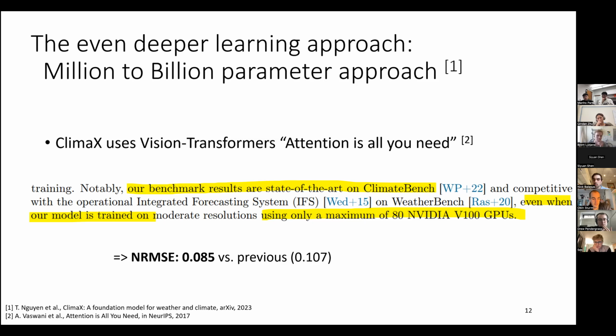So this model then became state-of-the-art on ClimateBench, even when it was only trained using a maximum of 80 NVIDIA V100 GPUs, whereas 1 NVIDIA V100 is approximately the same as 8 desktop GPUs. So you get an idea of the scale of the compute that is now being used for the climate emulation task. It did reduce the root mean squared error.